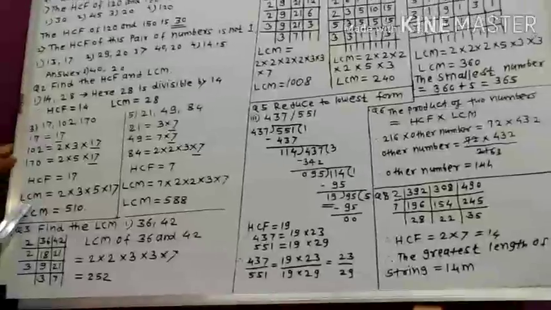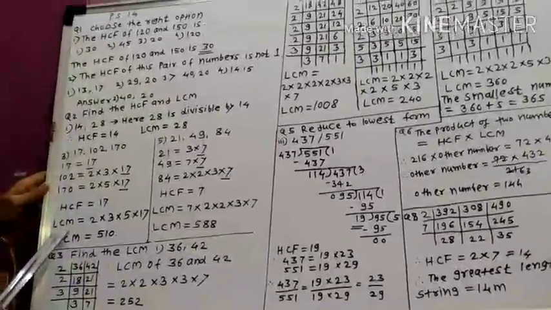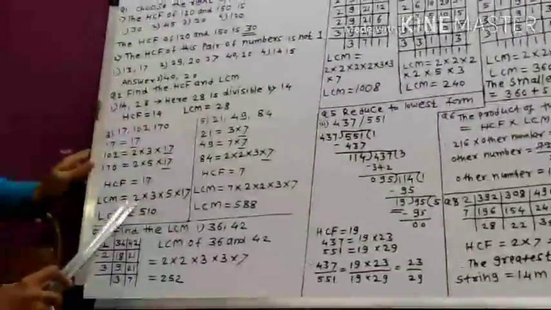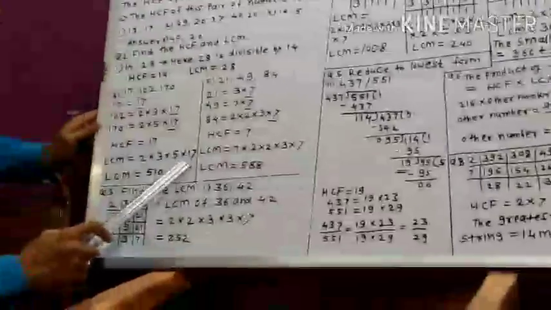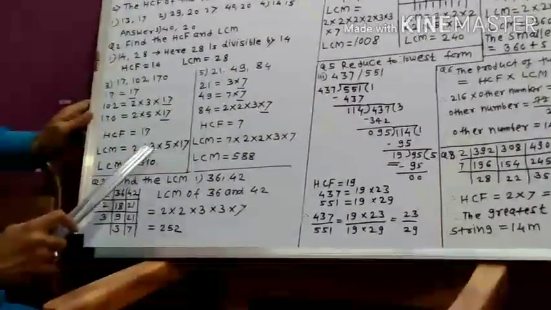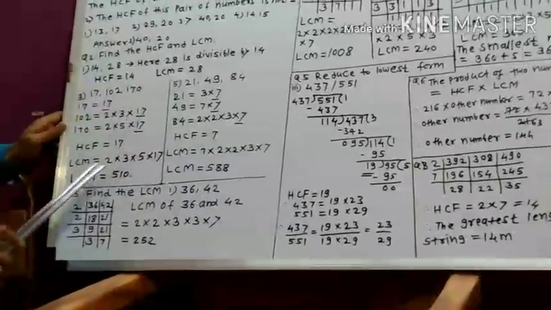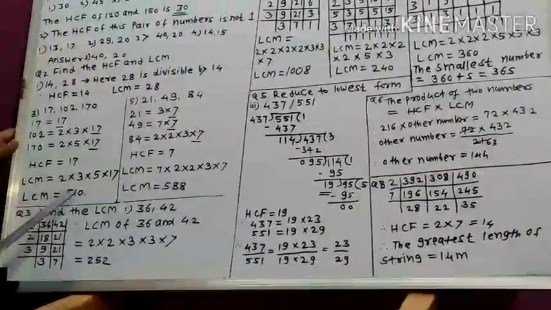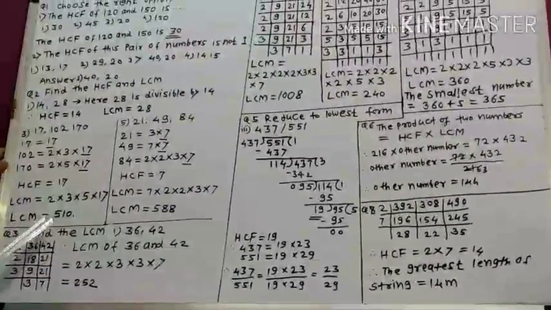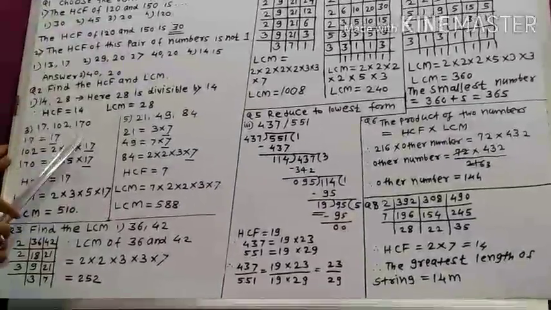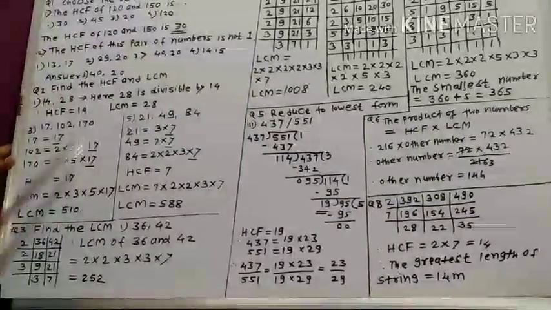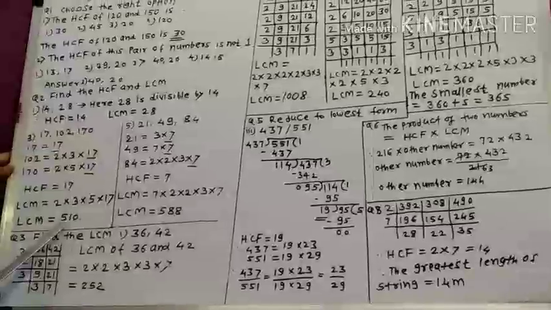To find its LCM, we take the product of 2 into 3 into 5 into 17, means non-common prime factors and common prime factors. Its product is 510, therefore LCM of 17, 102 and 170 is 510.